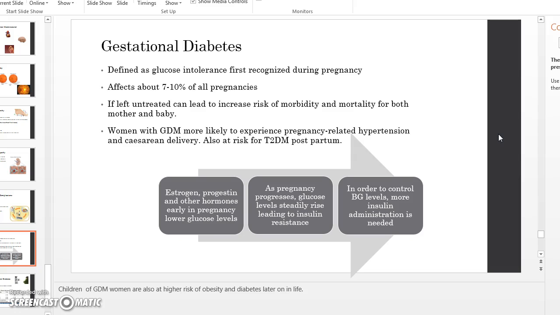If left untreated, it can lead to an increased risk of morbidity and mortality for both mom and baby. Women with gestational diabetes are more likely to experience pregnancy-related hypertension and preterm cesarean delivery. And all of those increase the risk for type 2 diabetes in mom postpartum. So typically, if there are no complications, gestational diabetes will resolve after the pregnancy completes. These complications increase the risk that the mom will develop diabetes after term. And the children of mothers with gestational diabetes are then at higher risk for obesity and diabetes later on in their lifetime.